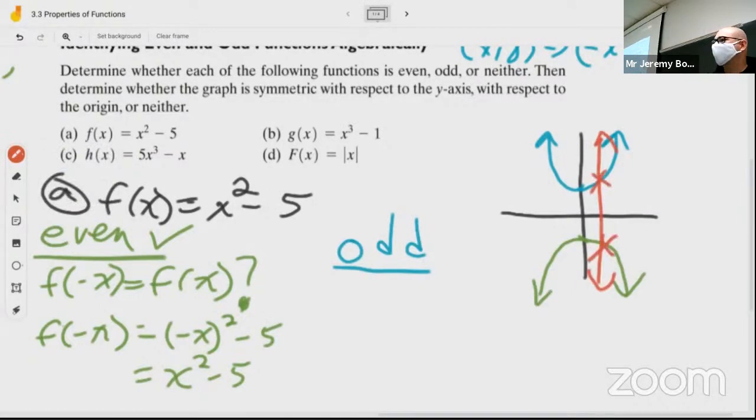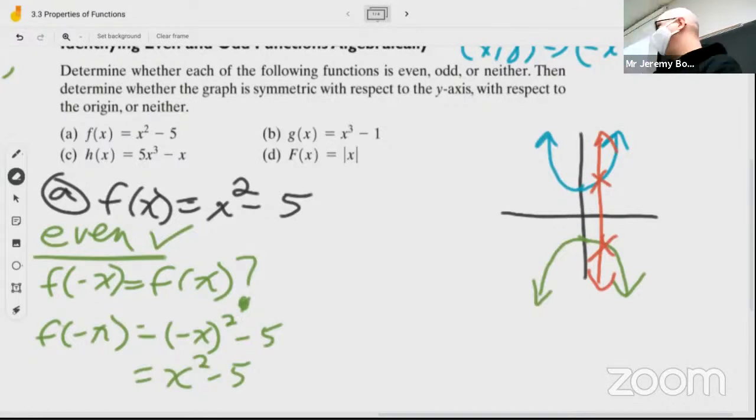It's not a function. So a function can only be even or odd or neither. It can't be even and odd. So once you determine that a function is even, you don't have to go any further and check if it's odd. That is the reason, because remember, I talked about it a little bit when we were doing symmetry. If it's symmetric with respect to the y-axis, in order for it to be symmetric with respect to the origin, it also needs to be symmetric with respect to the x-axis.